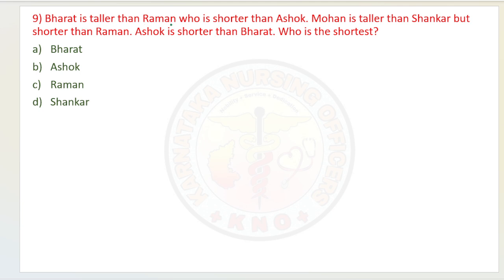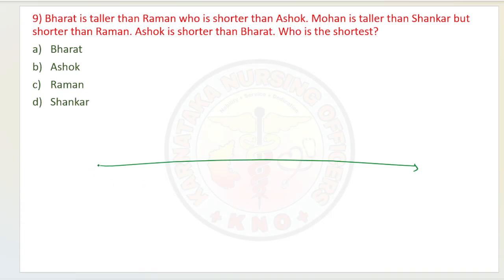Bharat is taller than Raman, who is shorter than Ashok. Mohan is taller than Shankar, but shorter than Raman. Ashok is shorter than Bharat. Who is the shortest? And the options are Bharat, Ashok, Raman, Shankar.